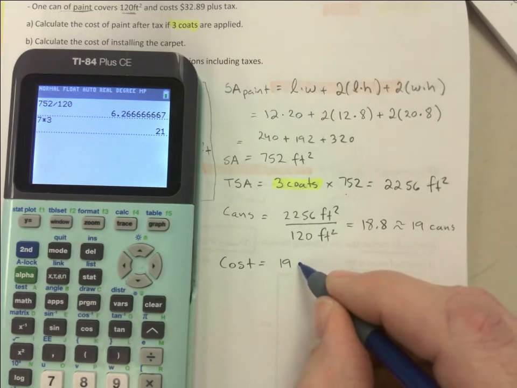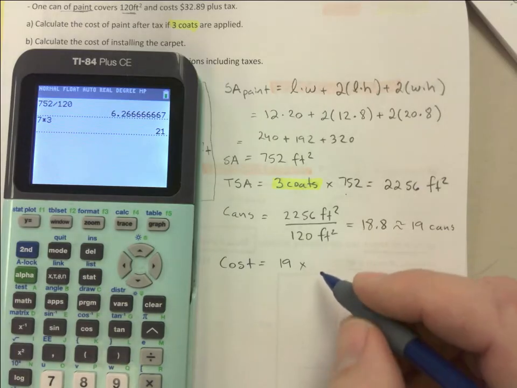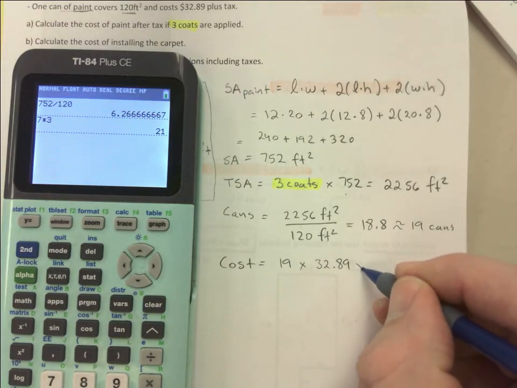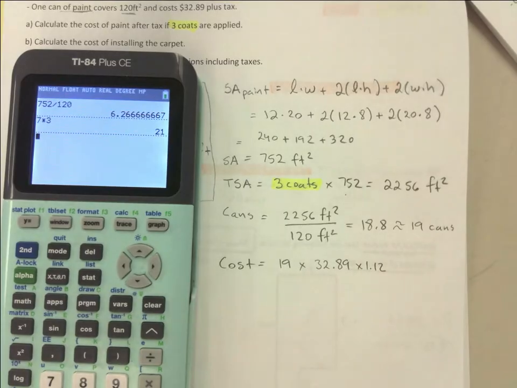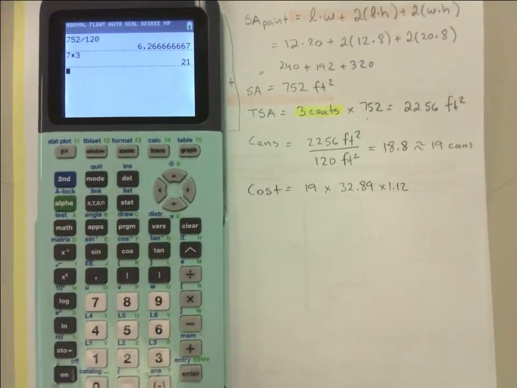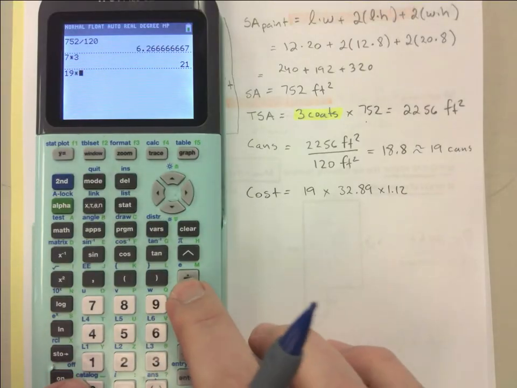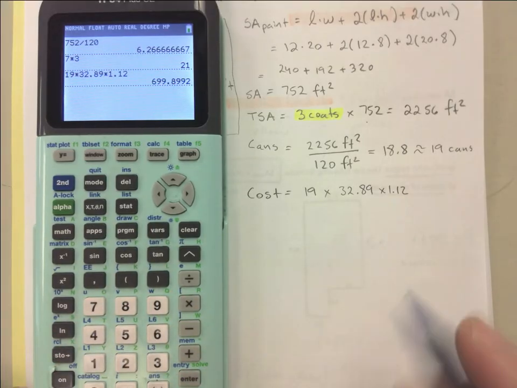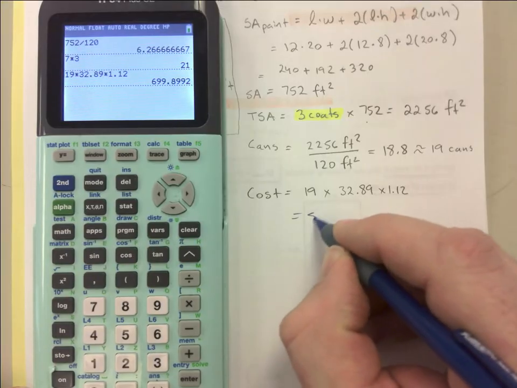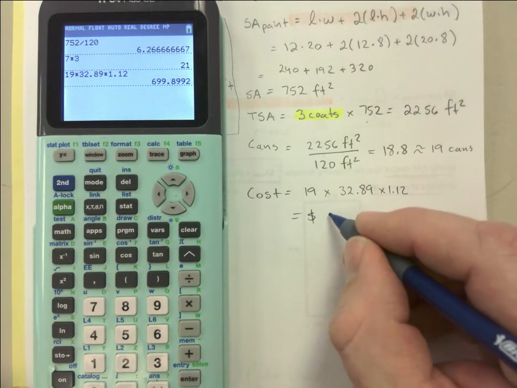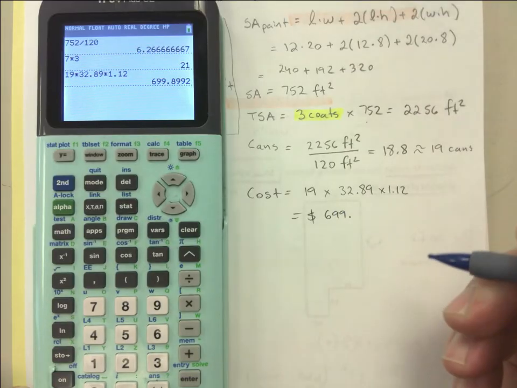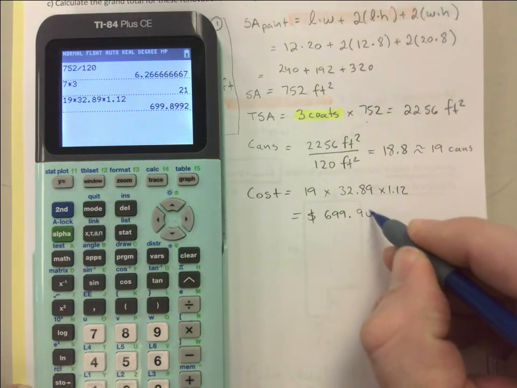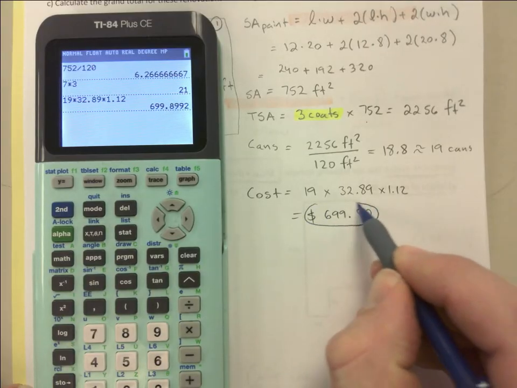19 times whatever it costs, $32.89. And I'm going to tell you, you can actually multiply this by 1.12 already. You don't have to wait until the very end. 32.89 times 1.12. Your total is, at this point you need a dollar sign, $6.99. What would that round to? That'd be 90, right? And this answers A.